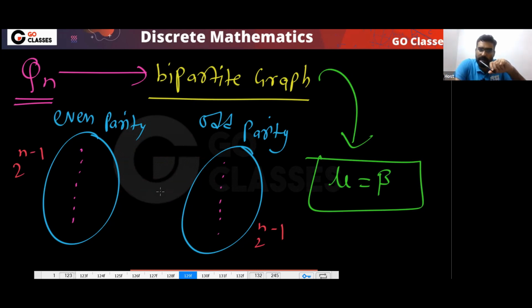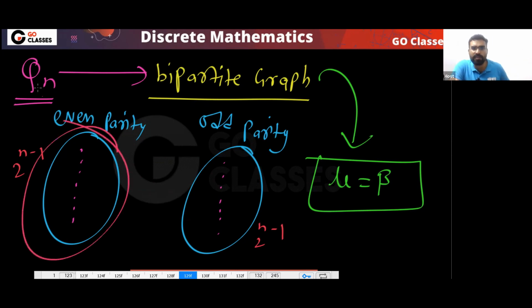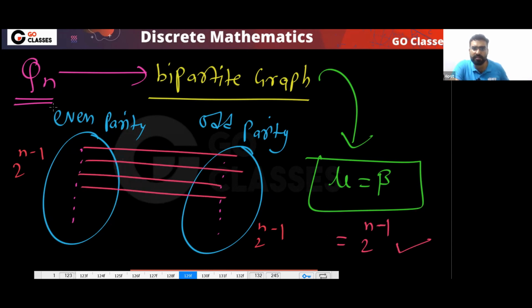What is the vertex cover? What can I say about the vertex cover? This will be the vertex cover, yes or no? So finally here I can say 2 power n minus 1, because both will be the same. Or you can create this type of matching.